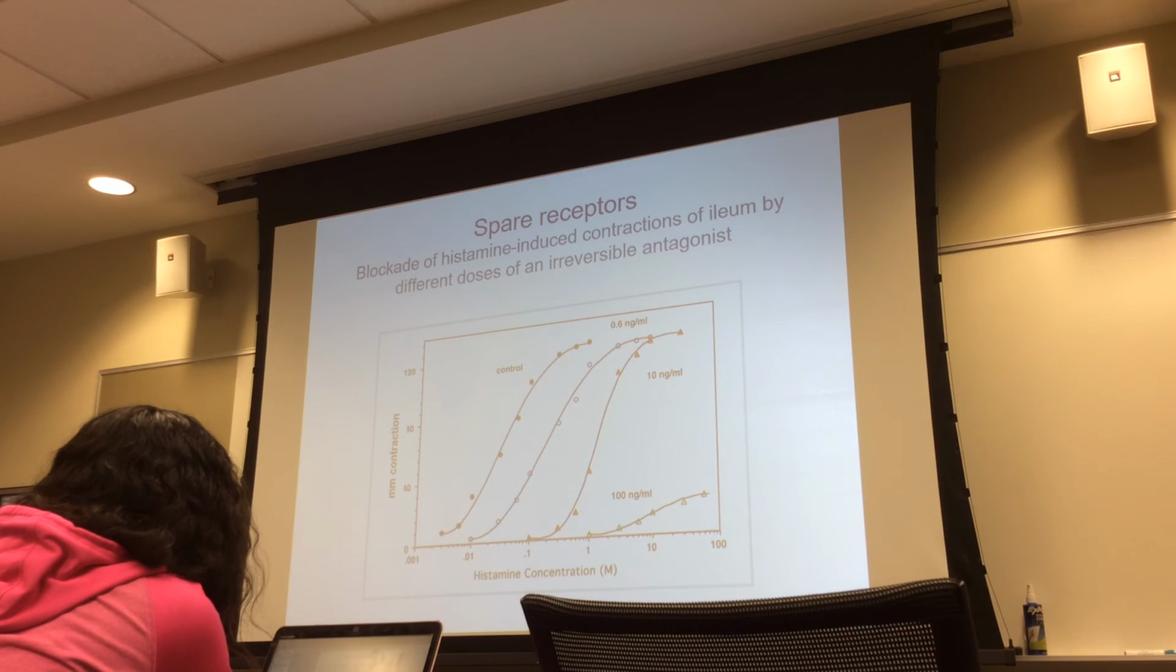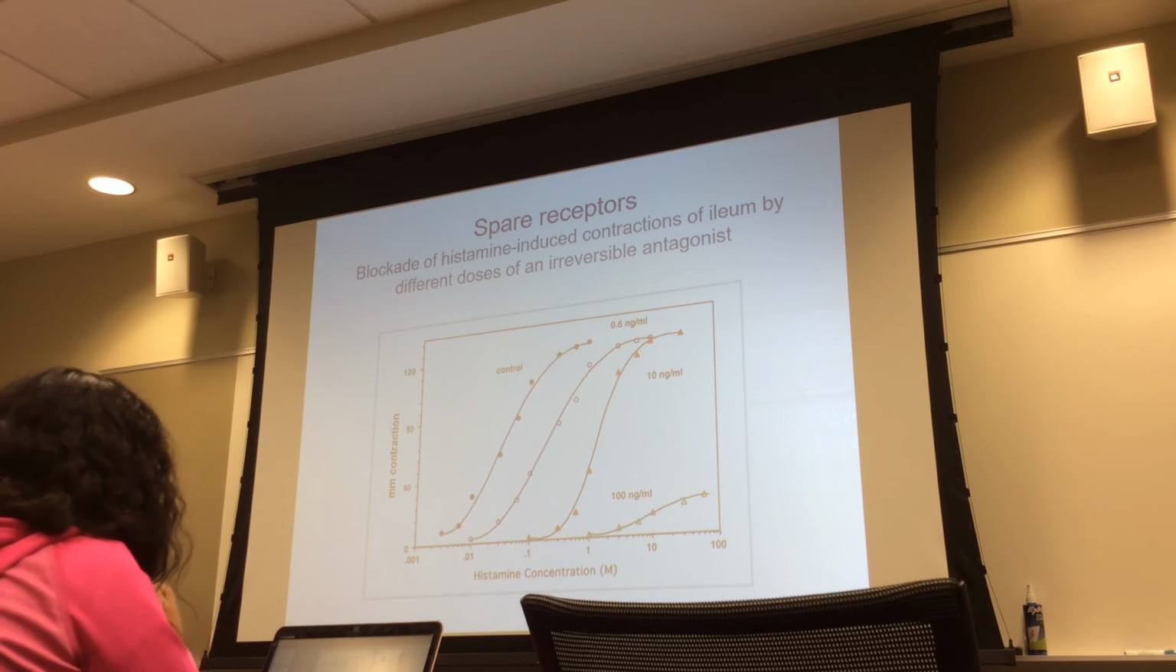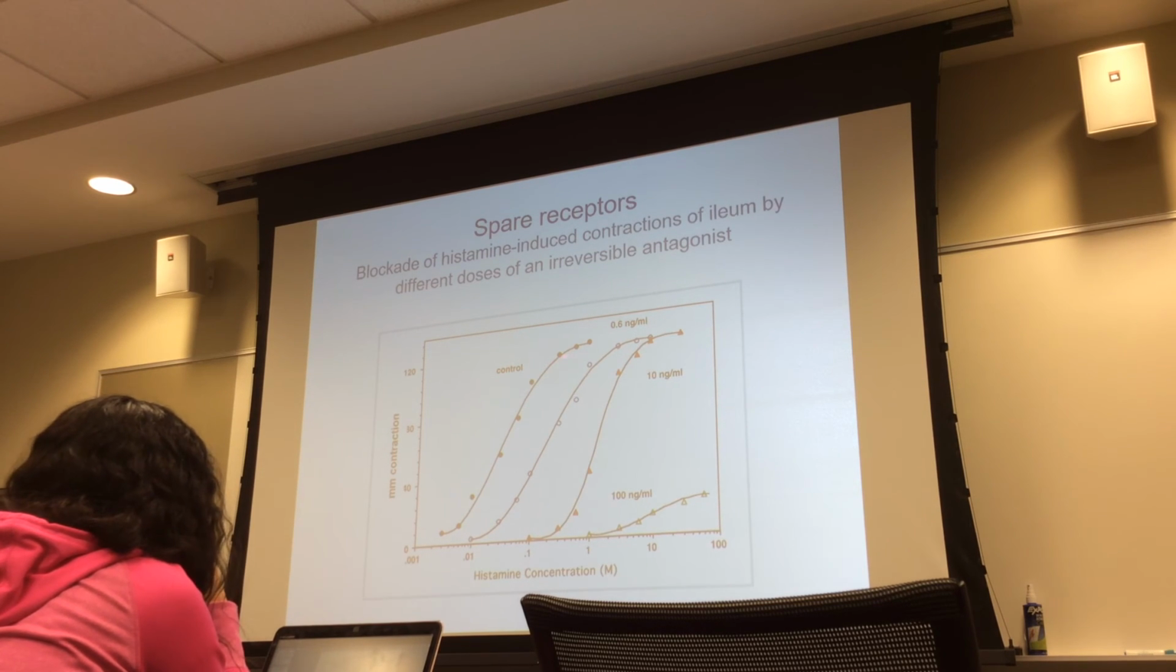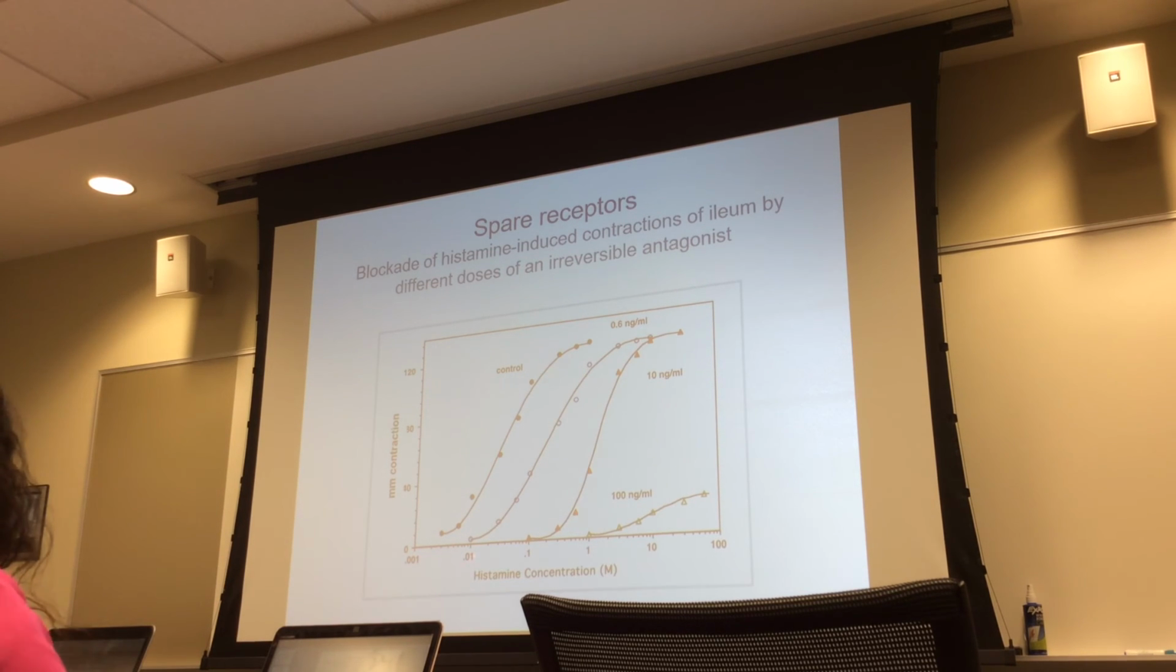This is a graph that demonstrates blockade of histamine-induced contraction of ileum by different doses of irreversible antagonists. So these are binding to the receptors and irreversibly blocking them. And this is what I was talking about a few minutes earlier. This is the effect in the absence of any antagonist, which is just the control. Then when you add 0.6 nanogram, the action is not reduced, it's simply shifted, because there are spare receptors. Then you added 10 nanogram of the antagonist, and you started seeing a slight shift and slight reduction. And when you added 100 nanogram of the antagonist, you completely reduced the action.